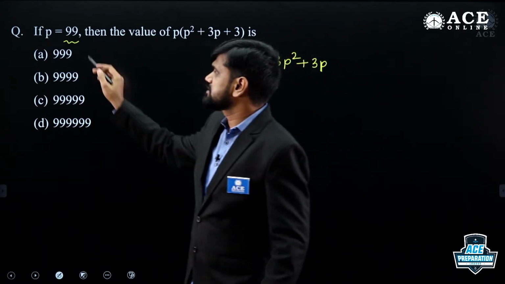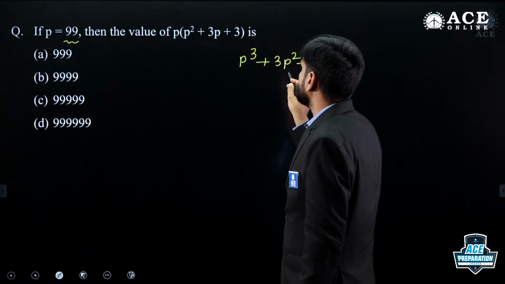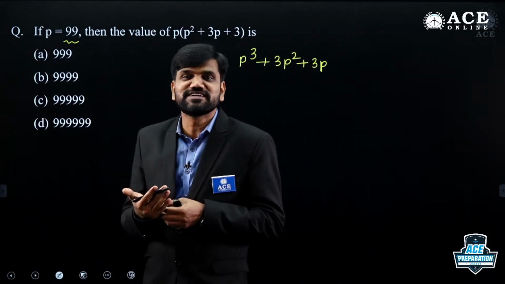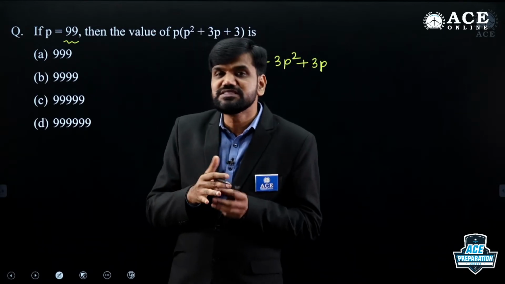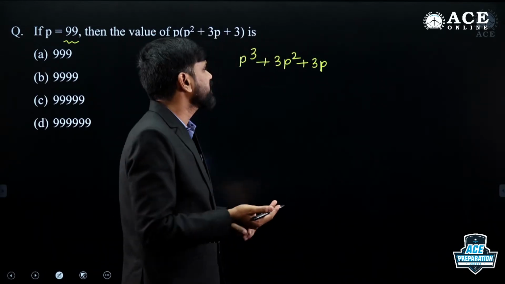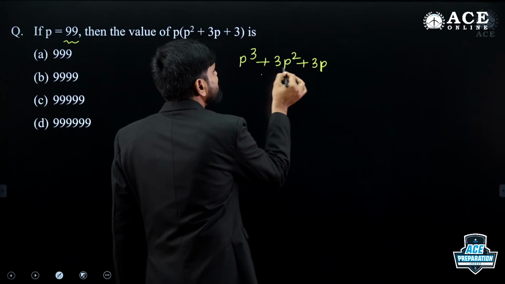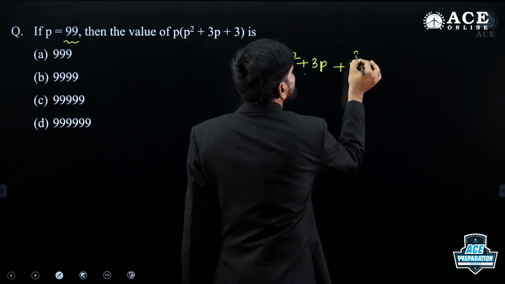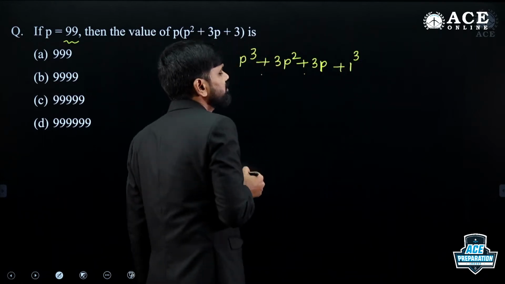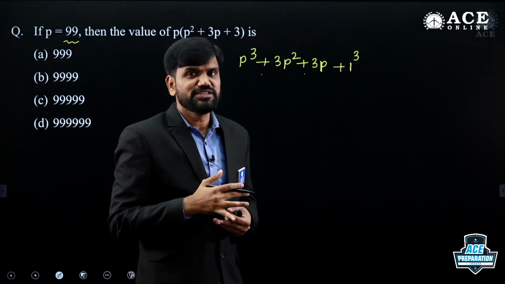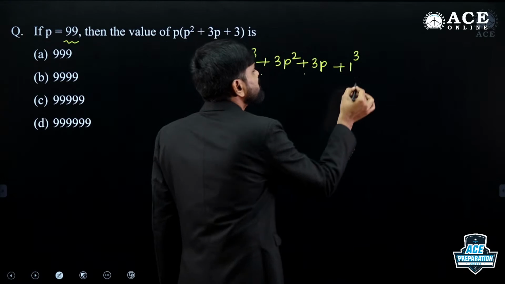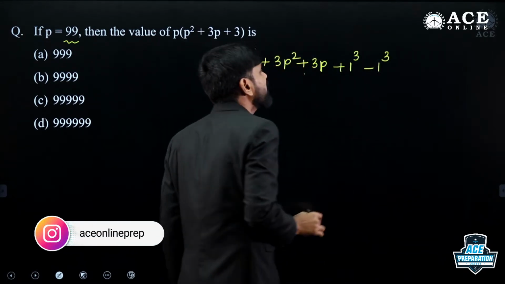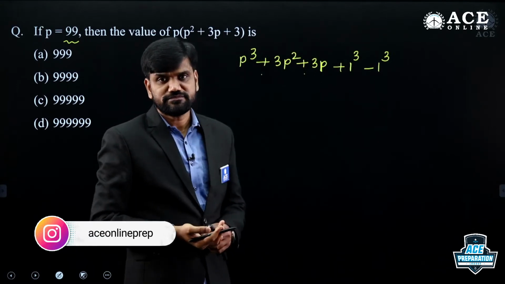If you directly substitute p equal to 99 here, it will be time consuming. Then how to handle it, sir? Convert it into some easier cube. As you have plus here, I will simply put plus 1 cube. But you cannot add any number of your choice. As you have added 1 cube, subtract 1 cube also, so that it will not affect the value of the equation.